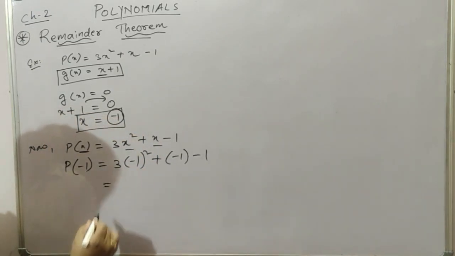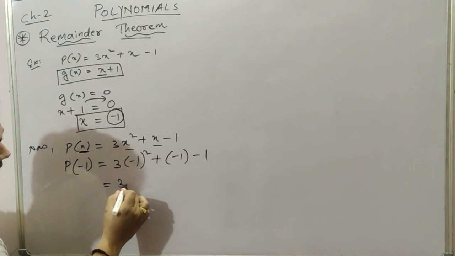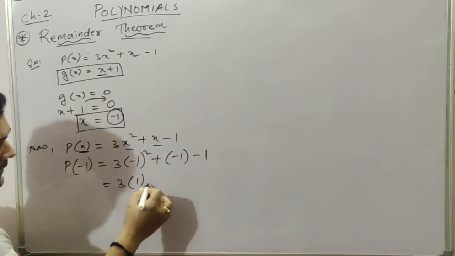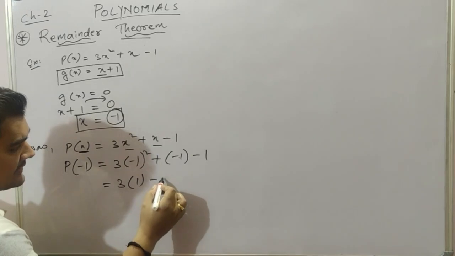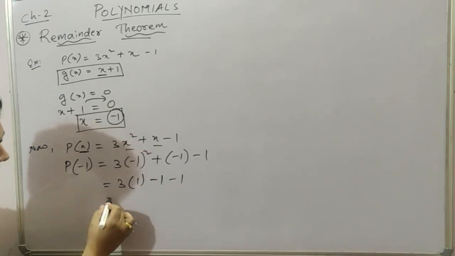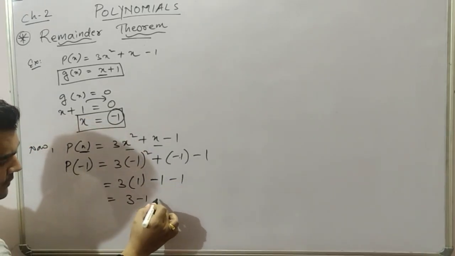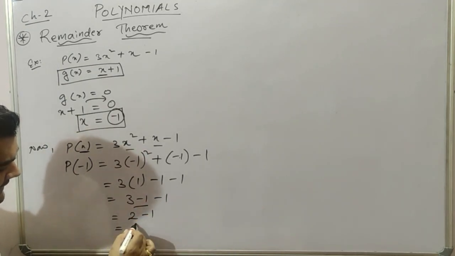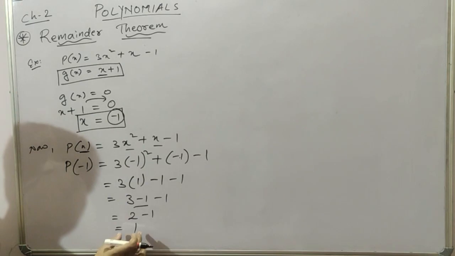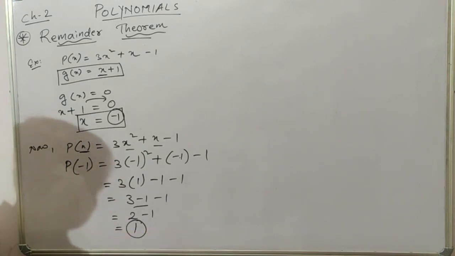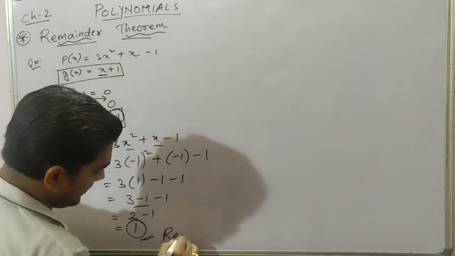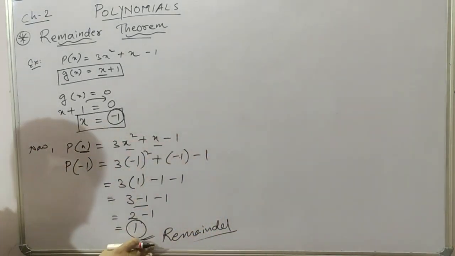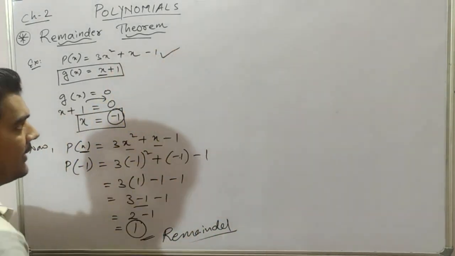Now what is the value of p of minus 1? So 3, open the bracket, minus 1 square becomes 1 only, plus minus 1, minus 1. Now 3 ones are 3, minus 1 minus 1. 3 minus 1 becomes 2, minus 1, and this is 1. So this is nothing but the remainder. This is the remainder of this polynomial.